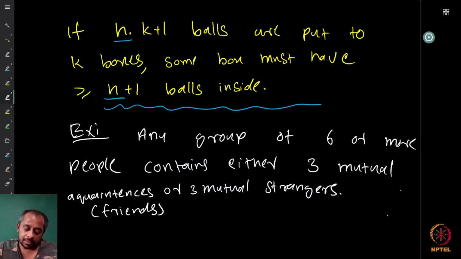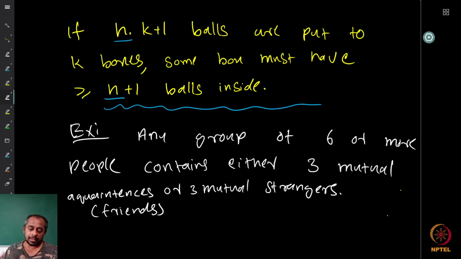Okay, so any group of 6 or more people contains either 3 mutual acquaintances or 3 mutual strangers. So you go to a bus stop, let's say, and you find 5 people sitting there, and with you there are 6 of them, or maybe 7 of them already. Now the claim is that there will be at least 3 guys who have met each other, or at least 3 guys who have never met each other.